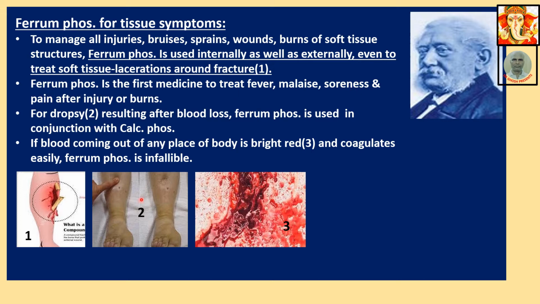For dropsy, that is accumulation of water in tissue space, resulting after blood loss, Ferrum phos is used in conjunction with Calcarea phos. If blood coming out of any place of the body is bright red, mind, bright red. This is actually blackish red after coagulation. This is also Ferrum phos blood, but after coagulation it turned black. But when it just comes out, if it is bright red, then Ferrum phos is the medicine. And it coagulates easily. Ferrum phos is infallible in these cases when the blood is bright red.